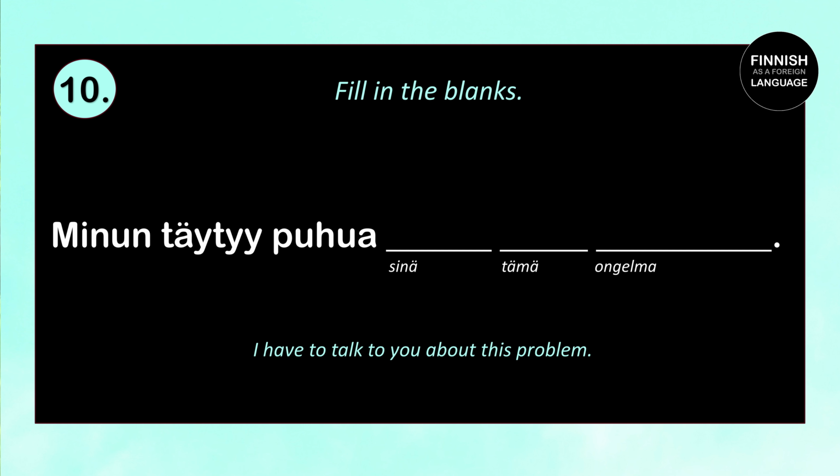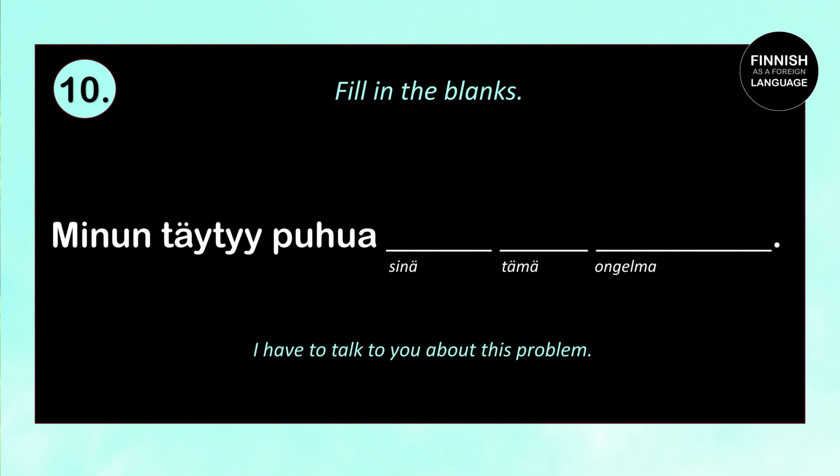So here we have to fill in the blanks. We want to say, I have to talk to you about this problem. By the way, if you are a beginner, beneath the lines you see the words in the basic forms which you need to fill in. So all you have to do is to just put them into the correct forms. So, minun täytyy puhua.